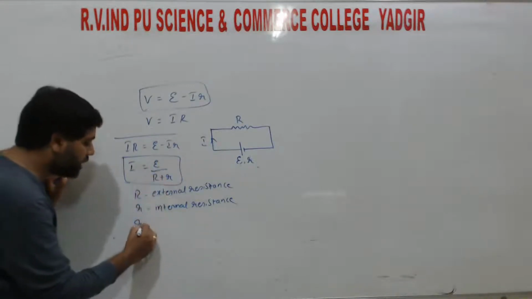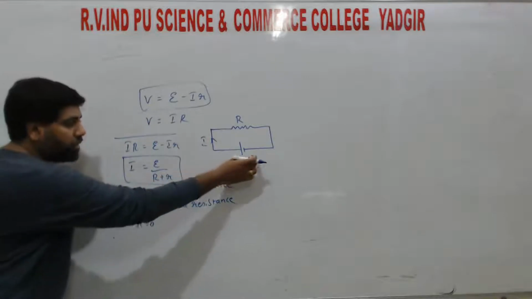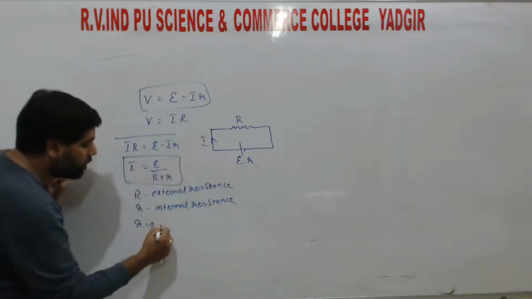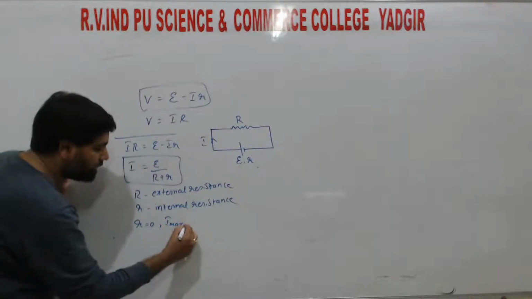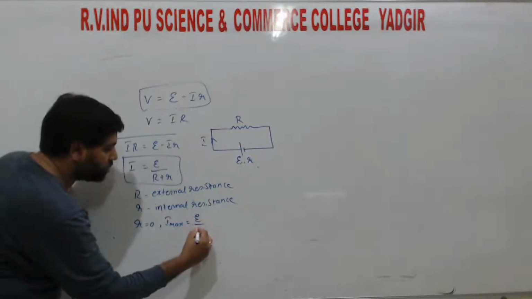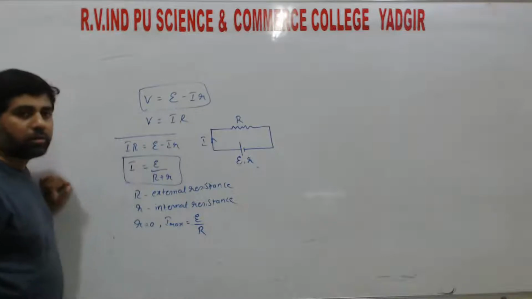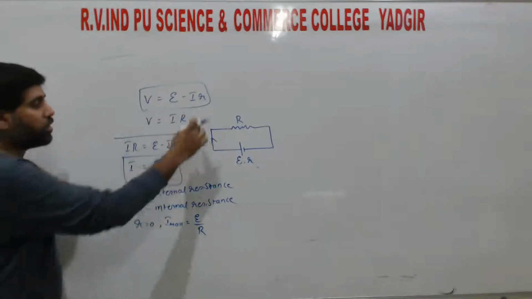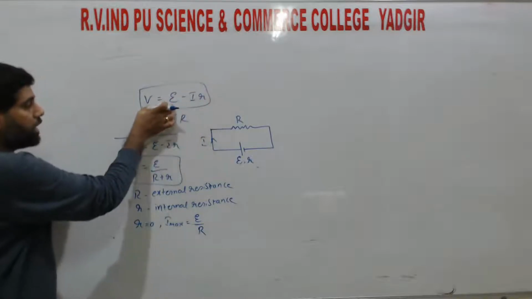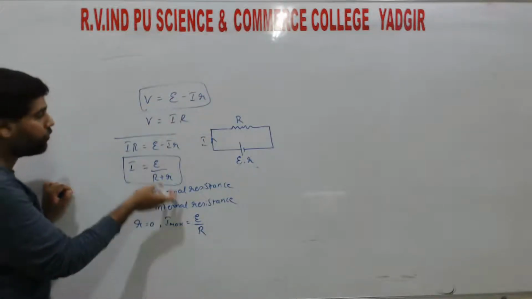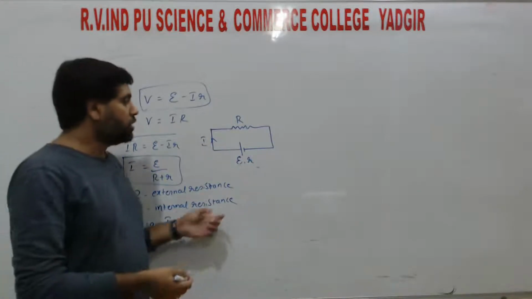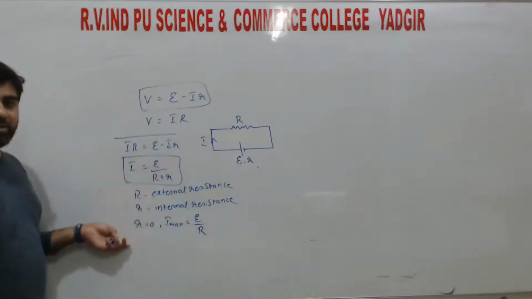When the internal resistance r is equal to 0, we get the maximum current. I maximum is equal to E divided by R. Directly we relate V = E because the internal resistance is 0. Again from Ohm's law, I max = V divided by R. This we discussed in our last class.